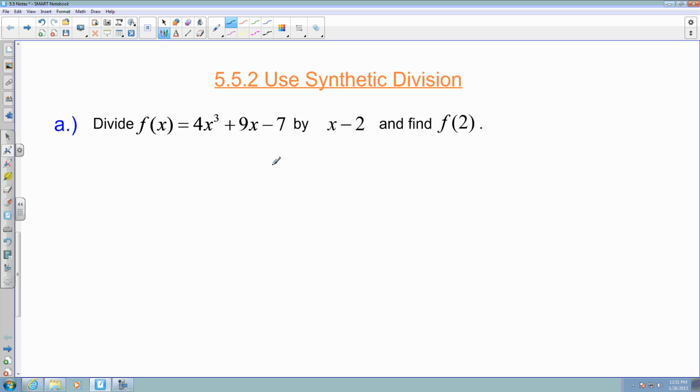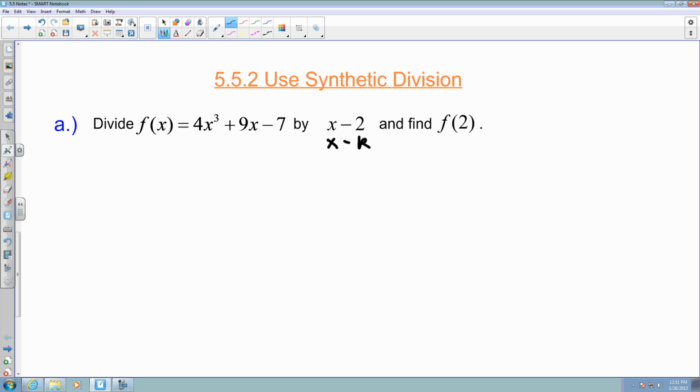And this is where the x minus k comes from. In this example, we have 4x cubed plus 9x minus 7 divided by x minus 2. Our k here is 2. So here's how you write it out as synthetic division.